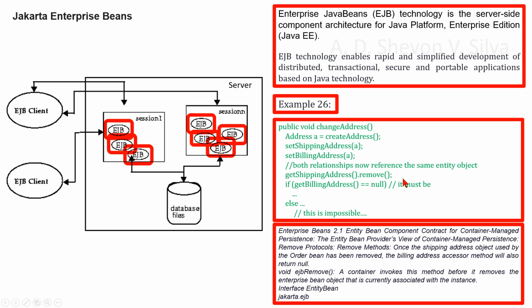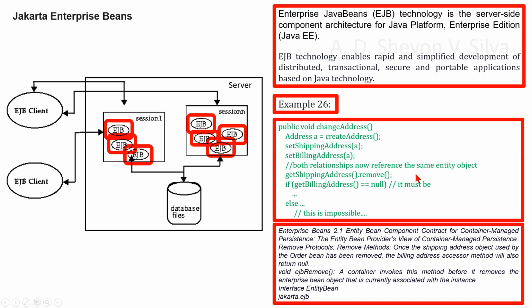Once an entity has been removed from a relationship, the accessor method for any relationship to the entity will reflect this removal. The accessor method for a one-to-one or many-to-one relationship to the entity will return null. The accessor method for a many-to-many relationship of the entity will return a collection from which the entity object has been removed.